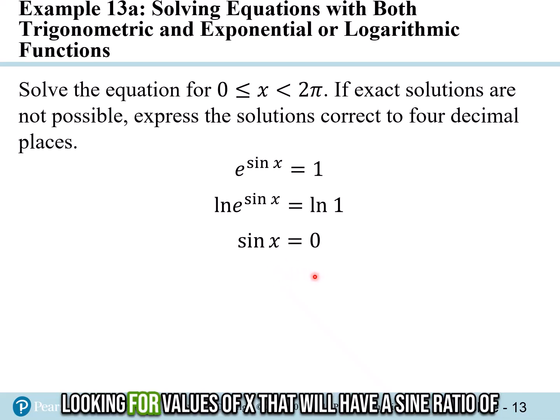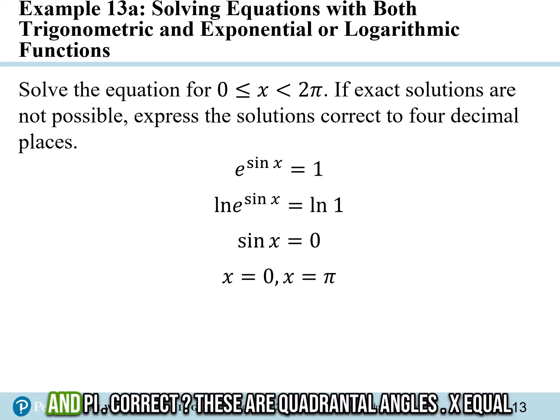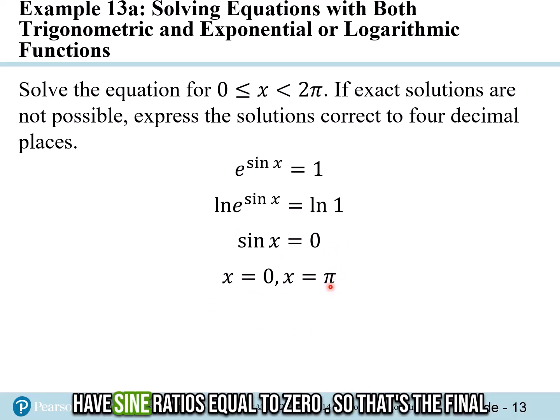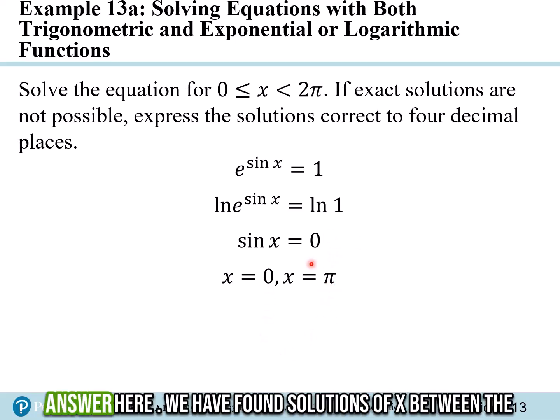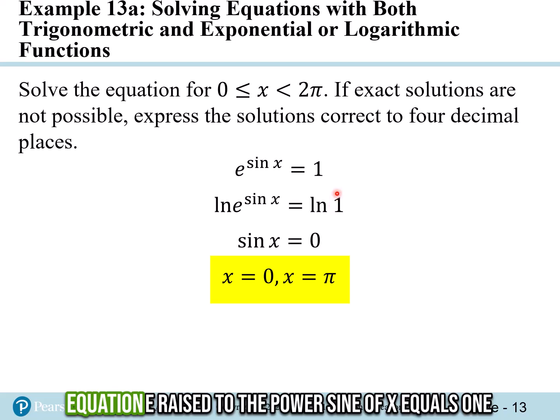We are looking for values of x that will have a sine ratio of 0, and that would be angle measures which are 0 and pi. Correct? These are quadrantal angles. x equal to 0 and x equals pi have sine ratios equal to 0. So that's the final answer here. We have found solutions of x between the interval 0 and 2 pi, which would satisfy the equation e raised to the power sine of x equals 1.